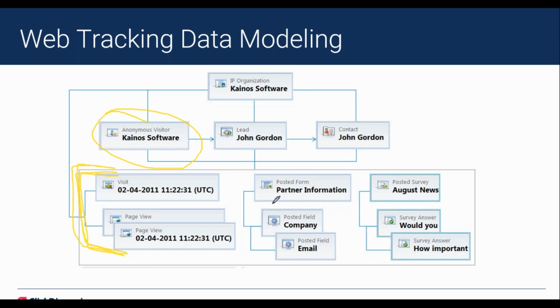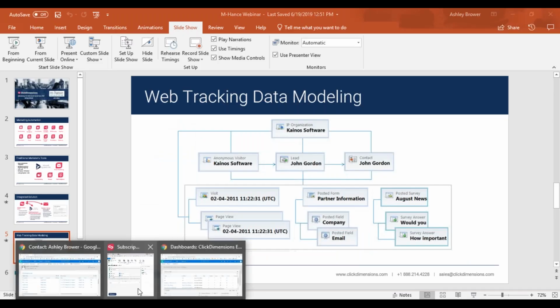Now, ways to become a known visitor are to click on a link in an email that you send them, or if they fill out a form or a survey and give you their information. Once they've done one of those things, we'll identify them in Dynamics as either a lead or a contact, depending on how you personally use those entities. And then we'll take any previous anonymous visitor history and push it into the lead or contact record. That way we know what John Gordon's been up to on the website, even before we had identified who John Gordon was.